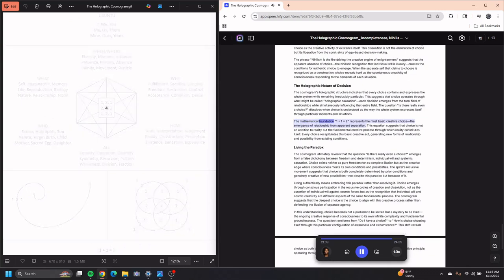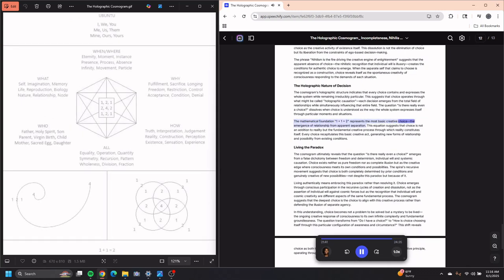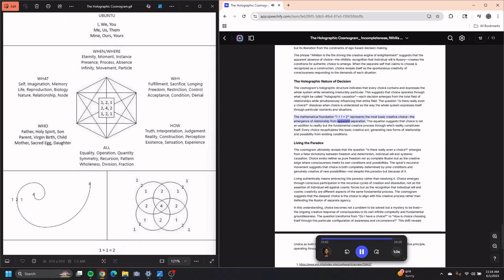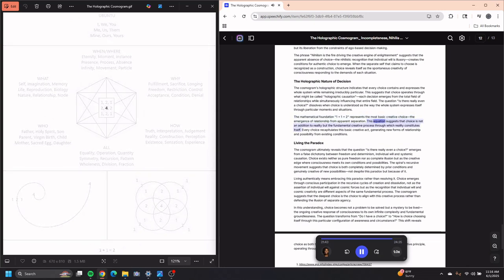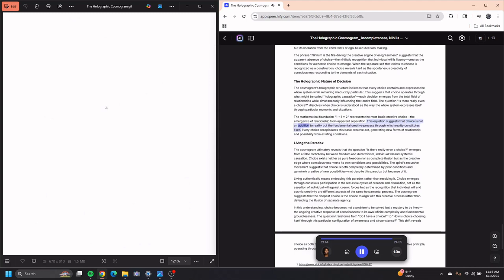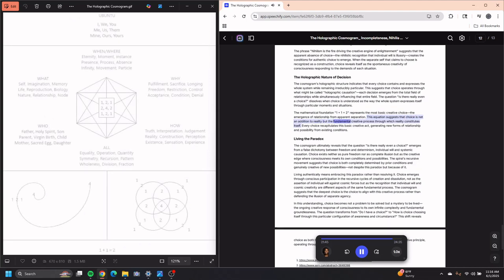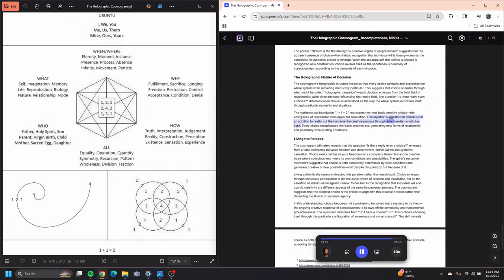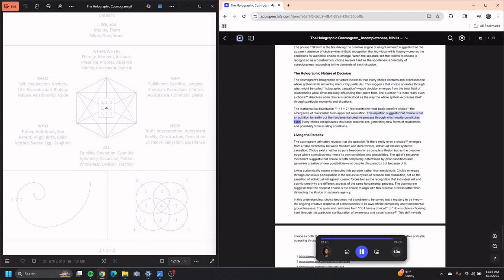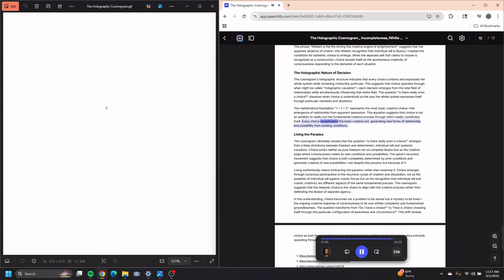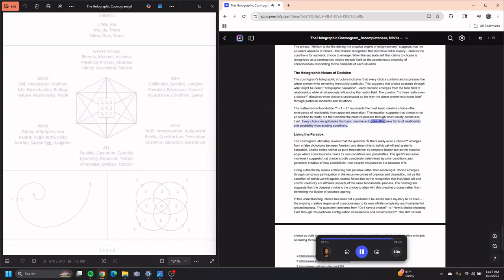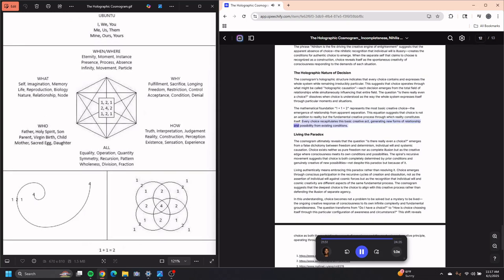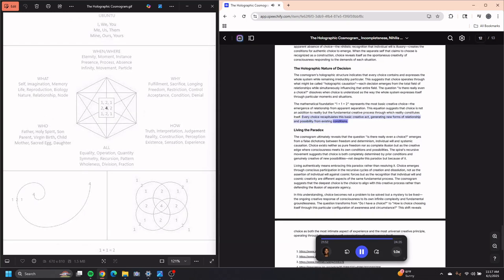The mathematical foundation 1+1=2 represents the most basic creative choice, the emergence of relationship from apparent separation. This equation suggests that choice is not an addition to reality, but the fundamental creative process through which reality constitutes itself. Every choice recapitulates this basic creative act, generating new forms of relationship and possibility from existing conditions.